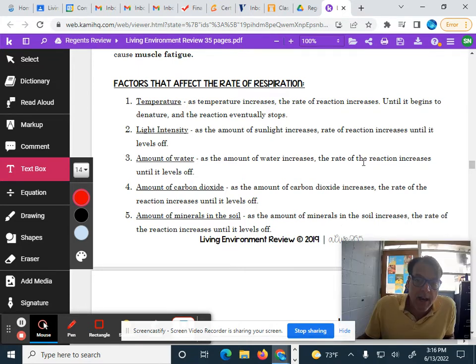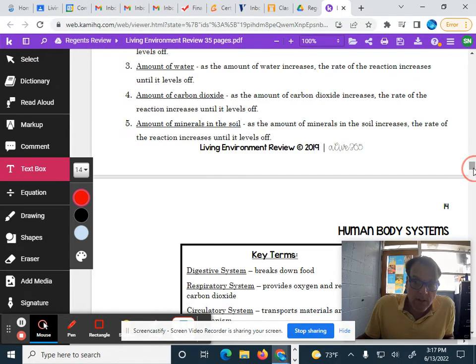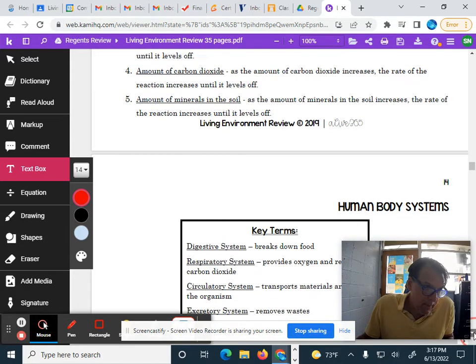Okay, rate of respiration, temperature. As temperature increases, rate of respiration increases. The amount of light, that's really for photosynthesis. The amount of water: as you have more water available, you can increase the rates of photosynthesis. So these are things that affect the rates of respiration and photosynthesis. The amount of carbon dioxide, as that increases, you can do more photosynthesis. The amount of minerals in the soil helps reactions happen.